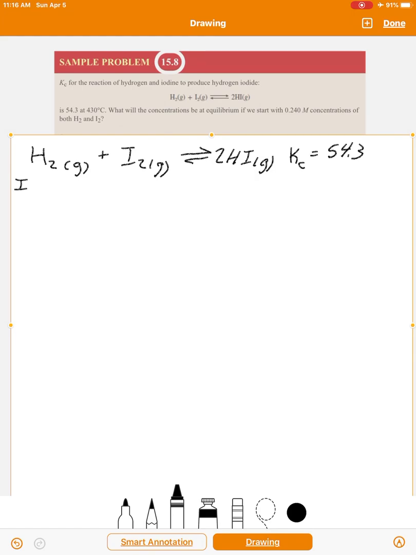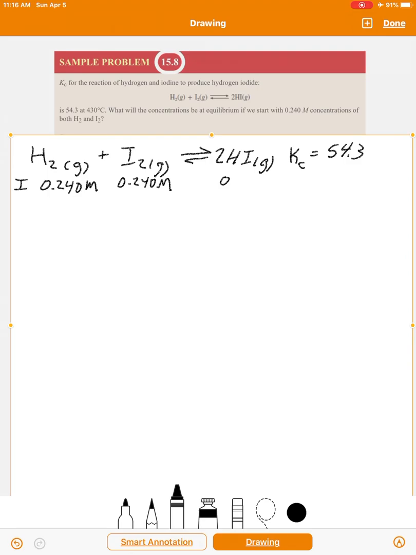So I'm going to put I. The initial concentrations are 0.240 molar, 0.240 molar, and they don't say anything about HI, so we're going to assume that's 0. If they don't say what this concentration is, it probably is 0.